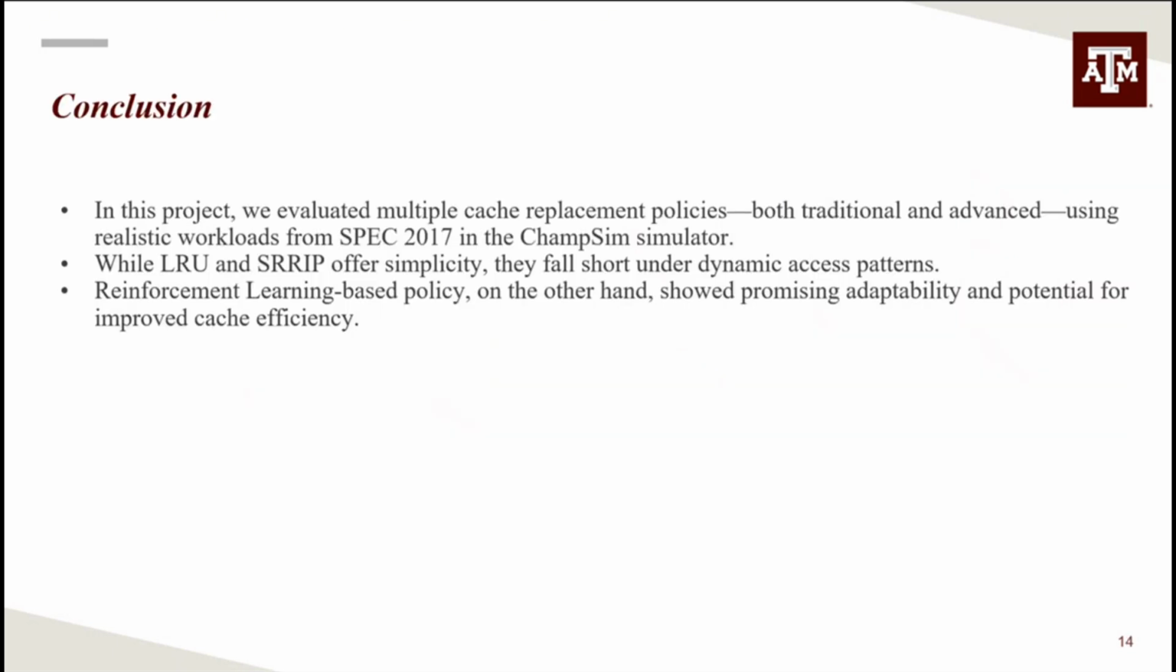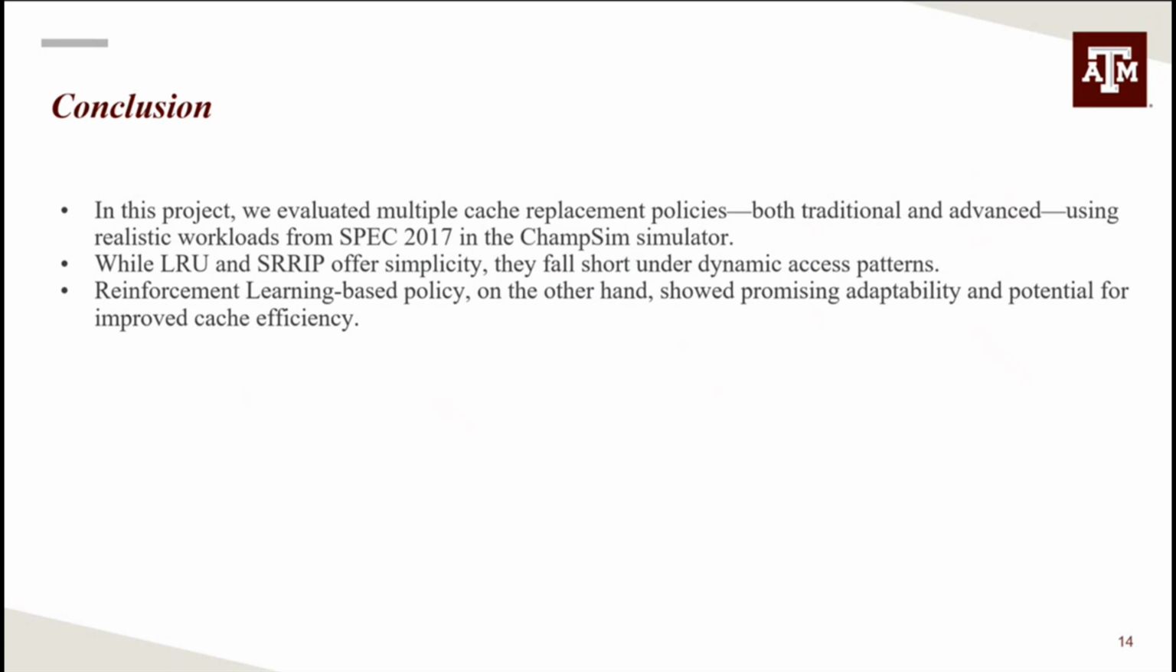So coming to our conclusion, we evaluated multiple cache replacement policies in ChampSim for last level caches using SPEC 2017 workloads, which provide realistic and diverse access patterns. We tested traditional policies like LRU, which evicts the least recently used cache line, and SRRIP, a static policy that predicts how soon a line will be reused based on a fixed interval. Both showed solid performance by handling dynamic access patterns effectively, ensuring stable cache efficiency.